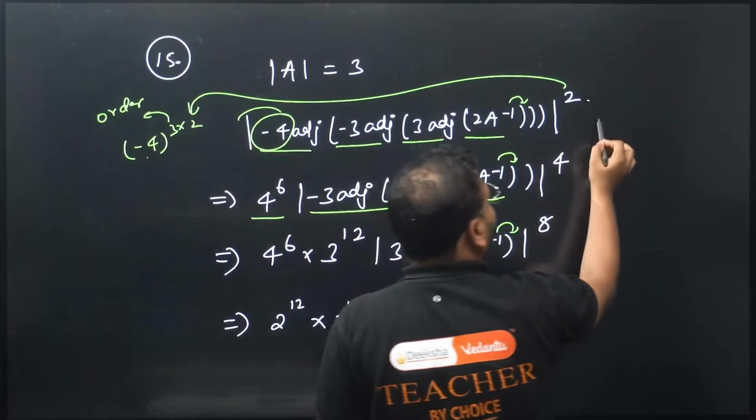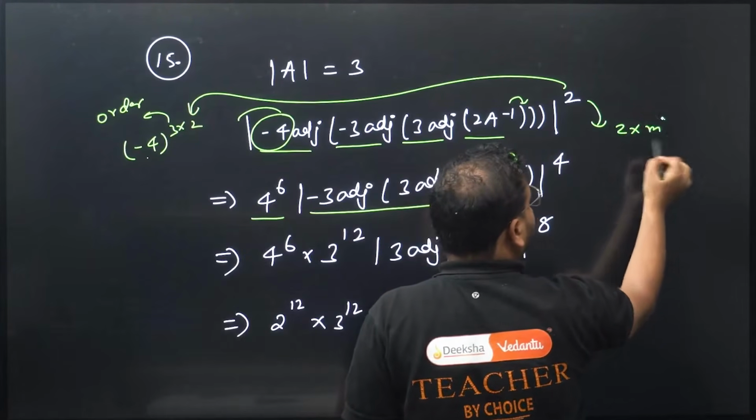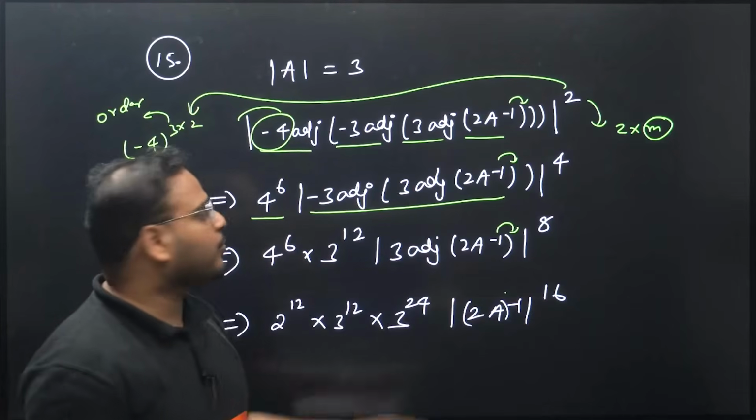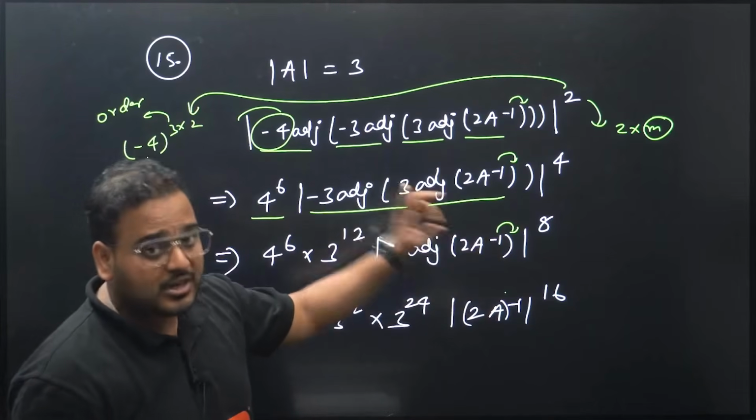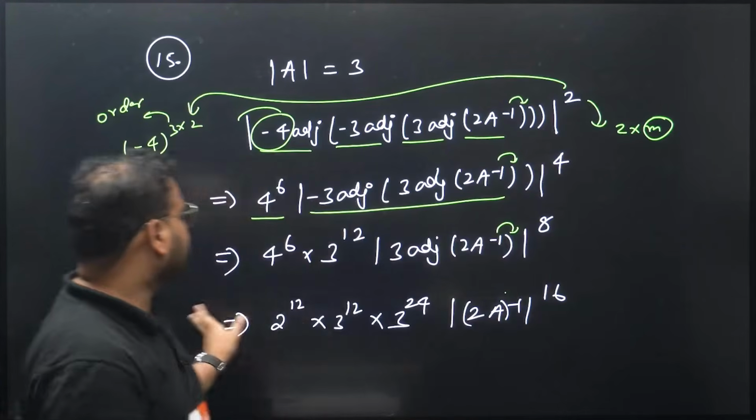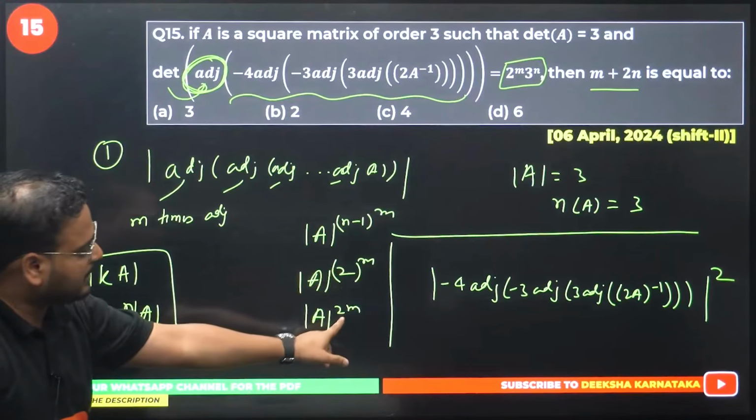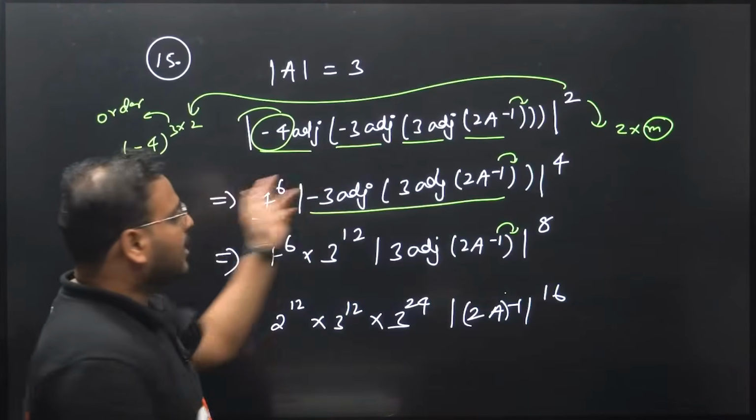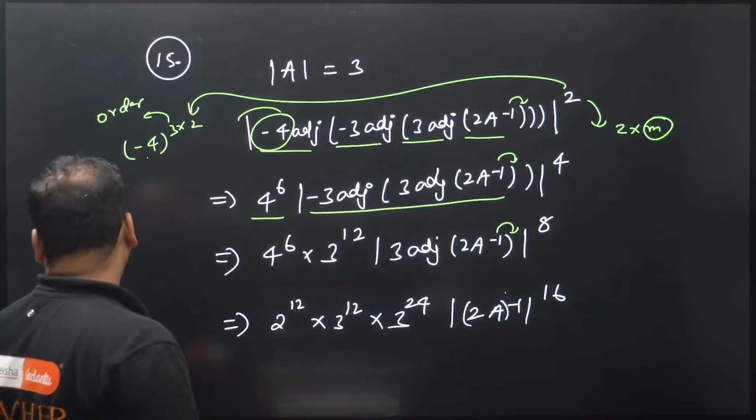Remember there was a formula for 2 into m, right? So this will be 2 into 2. Whenever you remove one adjoint, you have to multiply with another 2, not a square. Multiply with another 2. 2 into 2 is 4. Check here. This approach, multiply with another 2 over here. For every adjoint you are removing, multiply one extra 2. So we get 2 into 2 is 4.